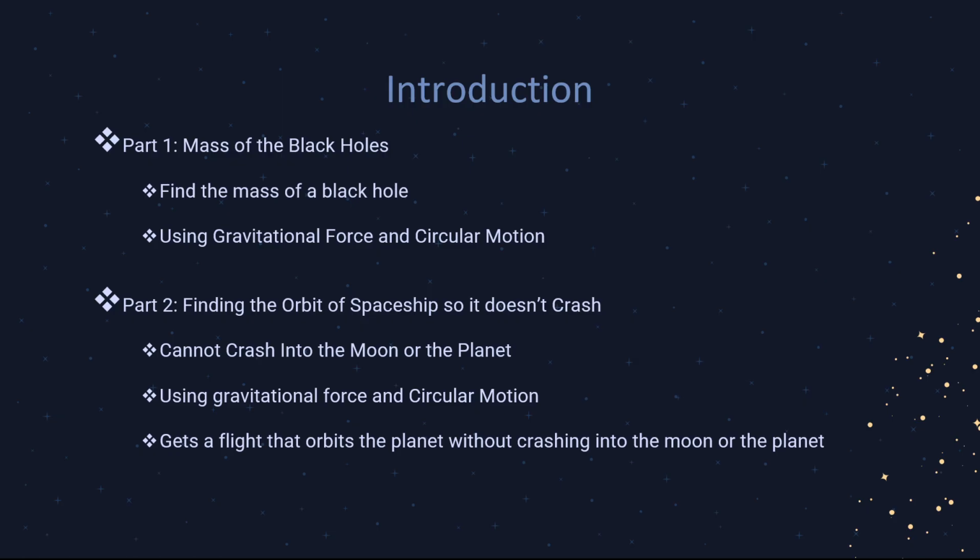The introduction. In part 1, the goal is to find the mass of the black hole. In order to find the mass of the black hole, use the gravitational force and circular motion. In part 2, you'll be finding the orbit of a spaceship so that it doesn't crash. It can't crash into the moon or the planet, and use gravitational force and circular motion.